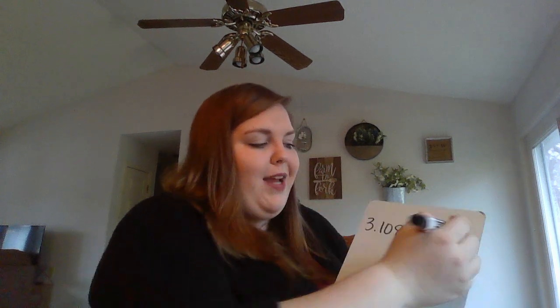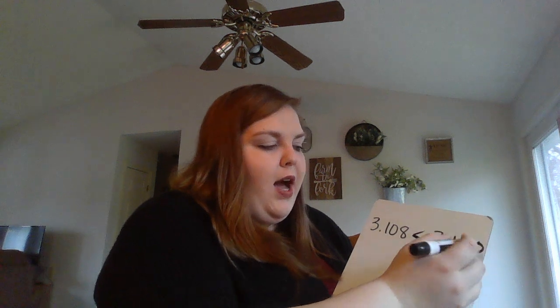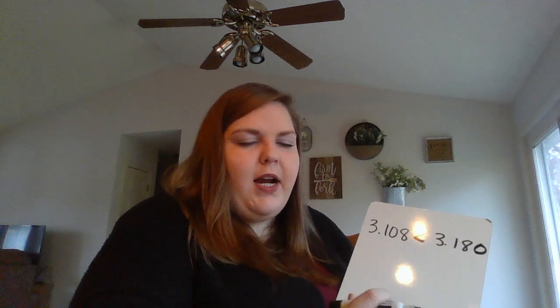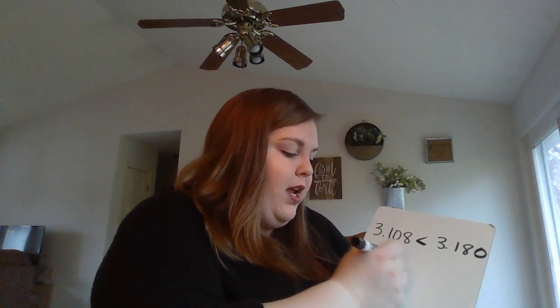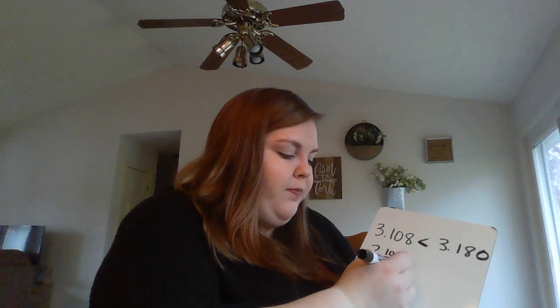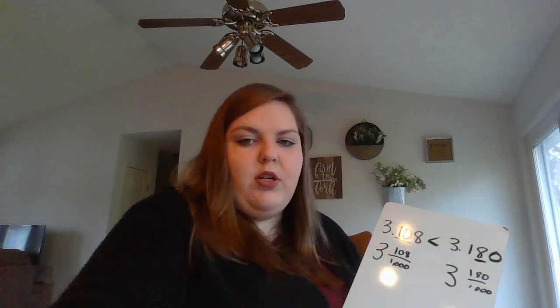Now remember, I can add zeros. If I have the third place value here, I can add a 0 there, and that helps me kind of picture it. This is saying 3 and 108, and I like fractions, so I'm going to write 108 out of 1,000. And this is saying 3 and 180 out of 1,000. Well, now that we have the same place value we're comparing, it's easier. But you can also use the trick of just looking and seeing what numbers are different and which one's bigger.